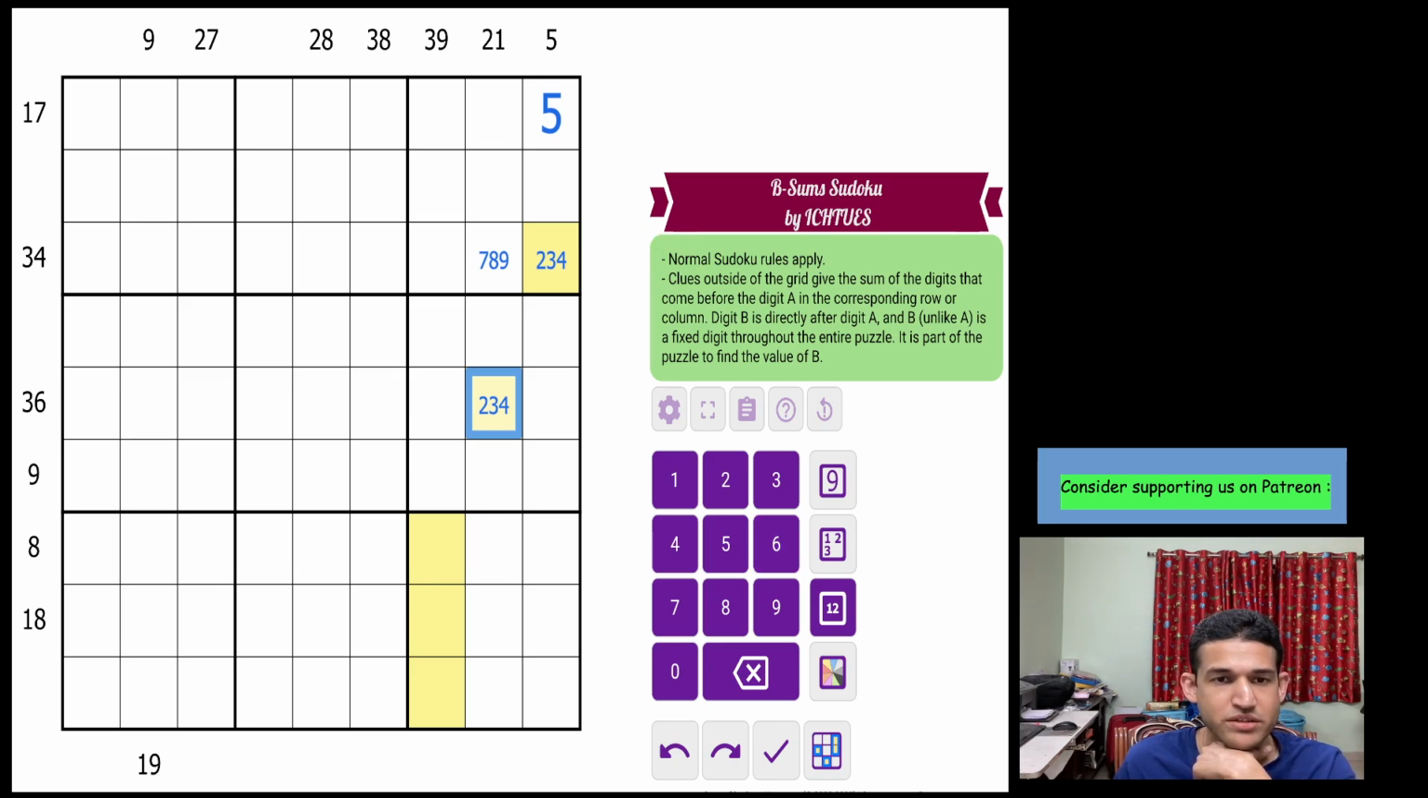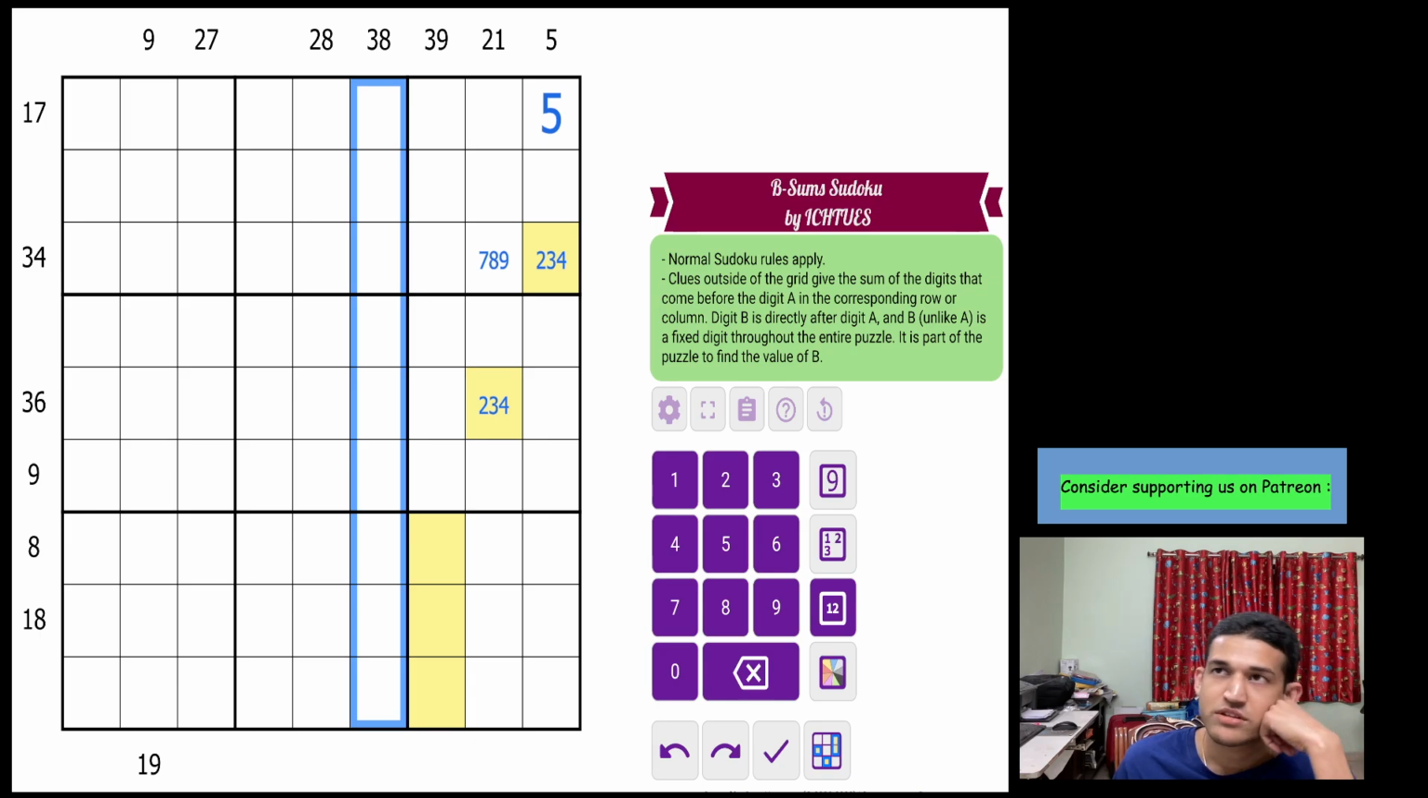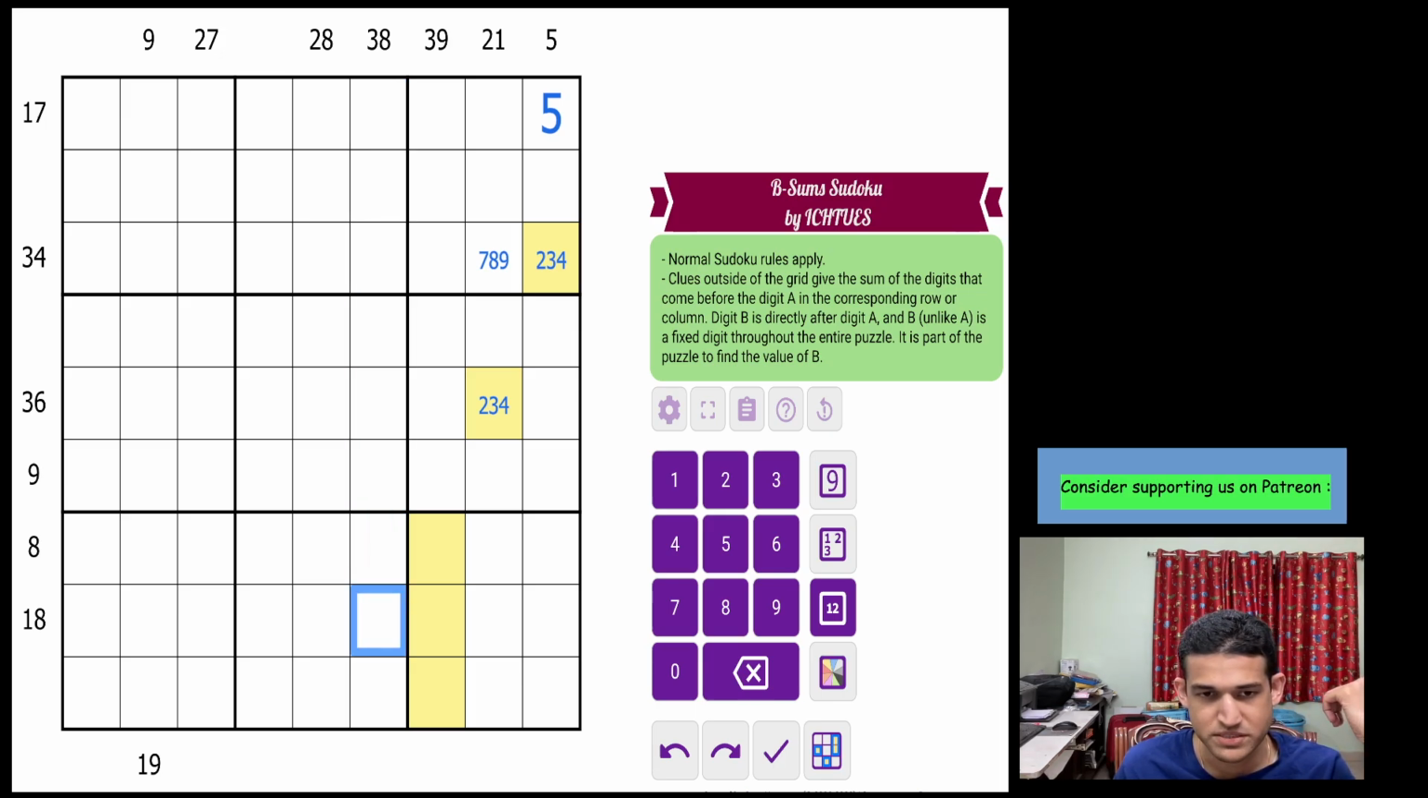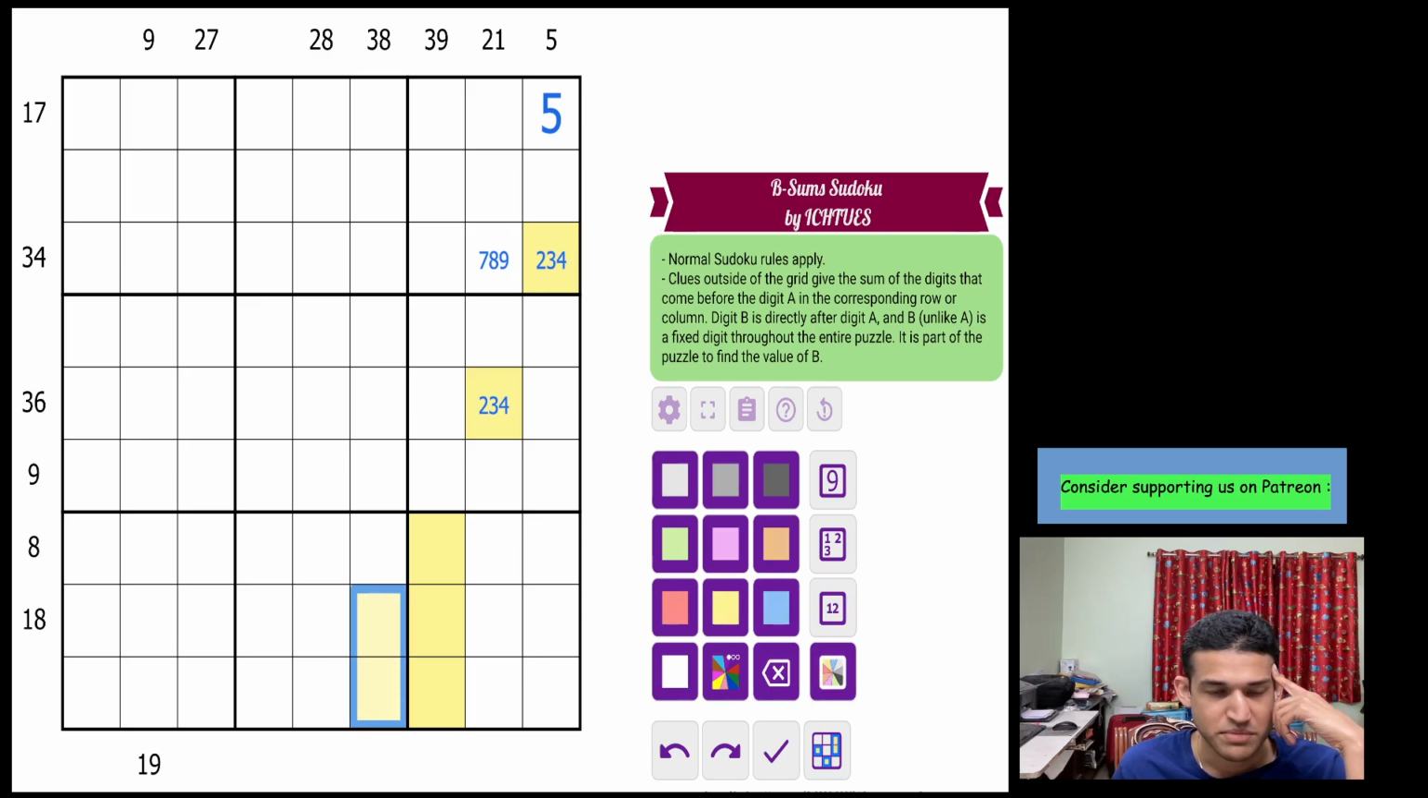So let's look at this column maybe. For 38, we'll need minimum 6 cells, and then you'll have the A, and then B is at least here. So which means one of these cells is a B, right? Let's mark that. B is in one of these 2 cells.